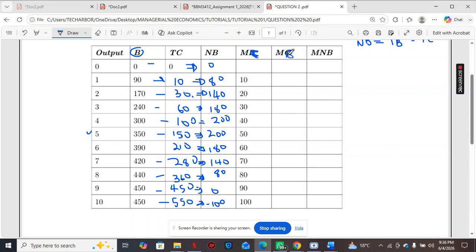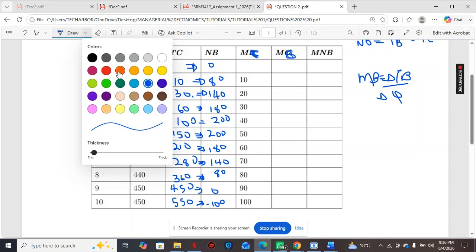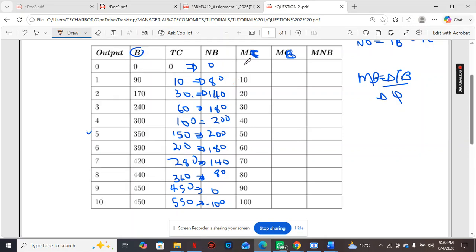Then we now have to get our marginal benefit. Marginal benefit is equal to the change in the total benefit over the change in quantity. As I said, the change in quantity is always going to be 1, so we really don't need to subtract these values. When we start at 0 units, there is no marginal cost and no marginal benefit.